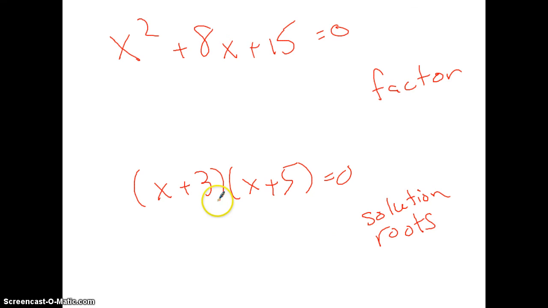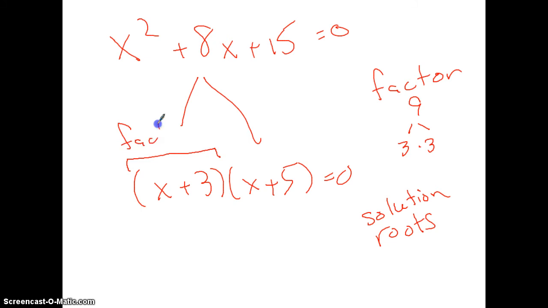A lot of my students have noticed that the solution to x is just the opposite sign of whatever the factors were. So in this case, the factors are the two things that multiply. Just like 3 and 3 are the two things that multiply to make 9, the two binomials that multiply to give you this trinomial are x plus 3 times x plus 5. So these are the two factors of my original equation. However, they are not the solution.